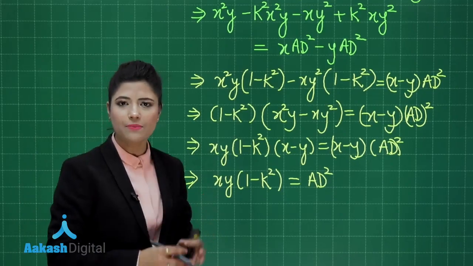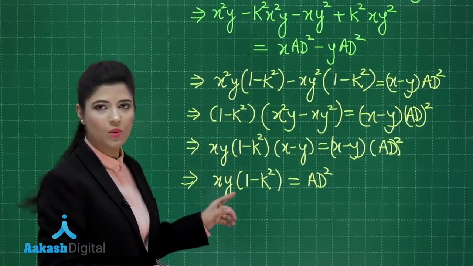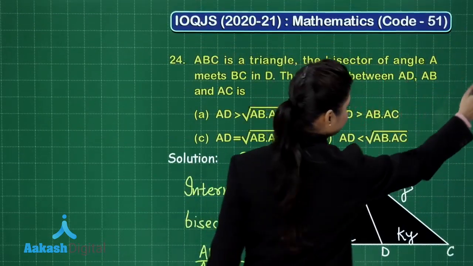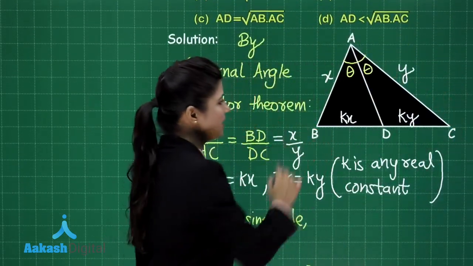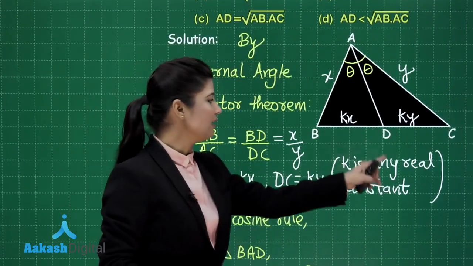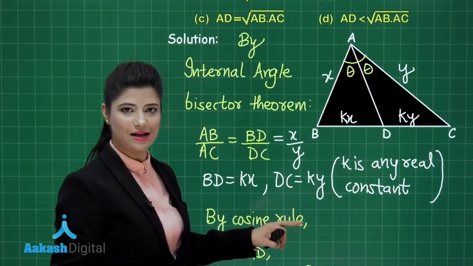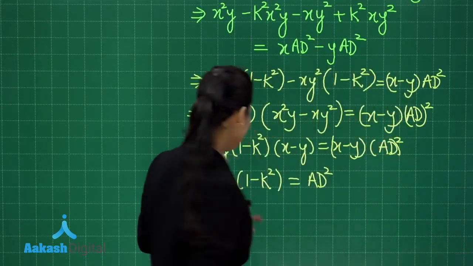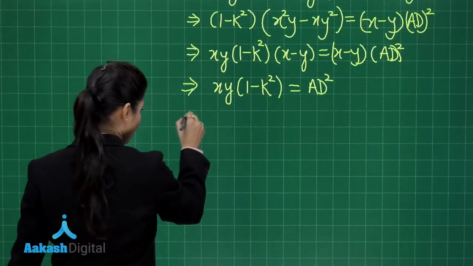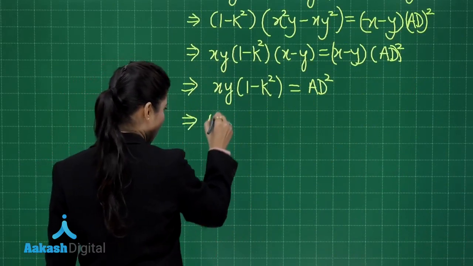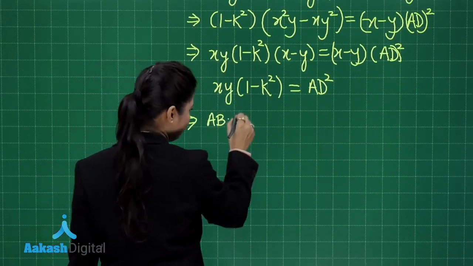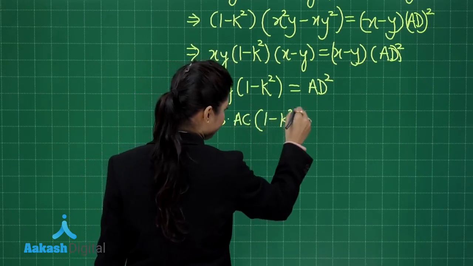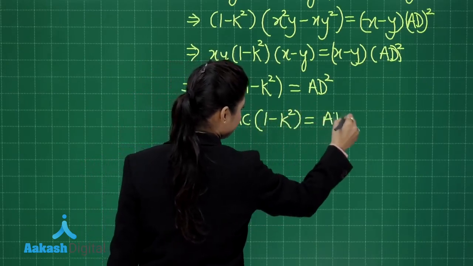Now in this step, you can observe what is x and what is y. So let's get back to the diagram. In the diagram, we have already considered that AB is x, AC is y, and k is any real constant, any real value. So taking that into consideration, this x can be substituted as AB, y can be substituted as AC, and here 1 minus k square equal to AD square.